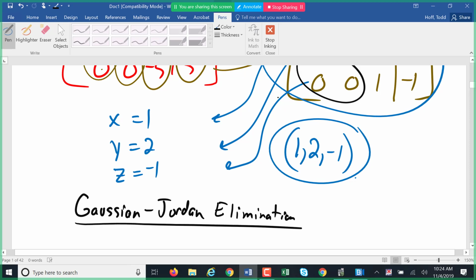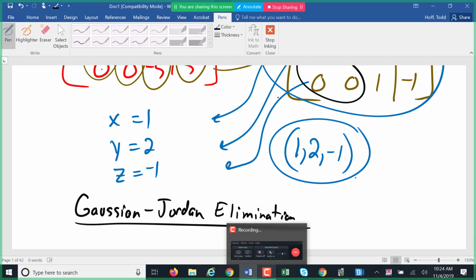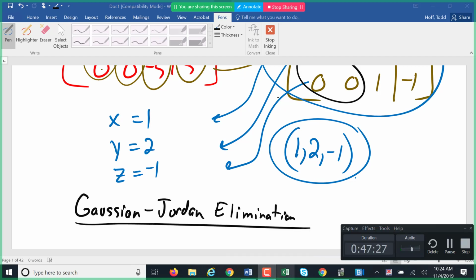I realize I've gone a couple minutes past our break, so let's go ahead and take our break here. It's about 10:24, so let's go to about 10:32, 10:33, and we'll pick up from there. We'll do another example or two, and we'll talk a little bit more about these.